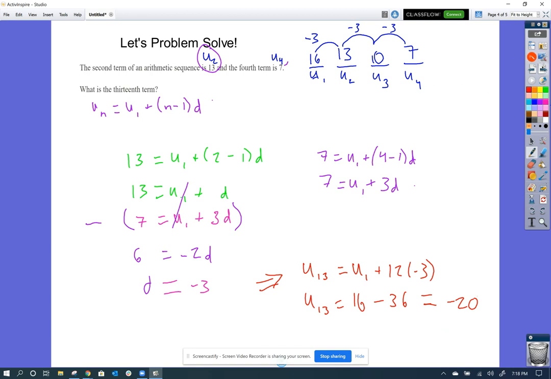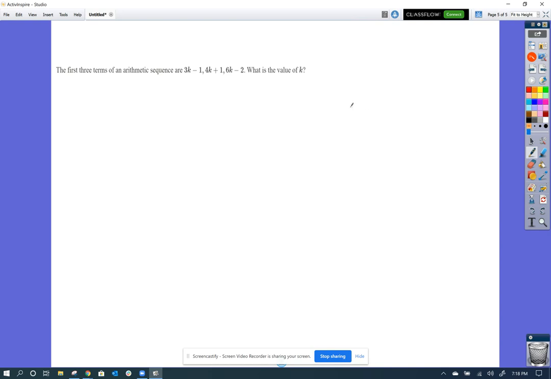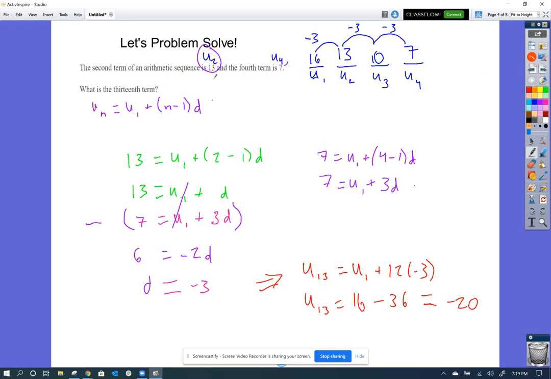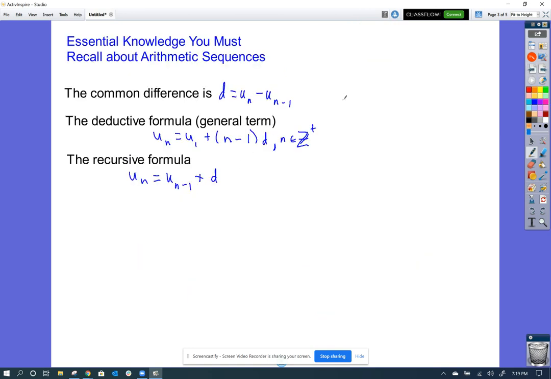Let's look at one final example. We have the first 3 terms of an arithmetic sequence, and we have a u sub 1, 3k minus 1, a u sub 2, 4k plus 1, and a u sub 3, 6k minus 2. And we want to know, what is the value of k? This one, we really can't do in our head just by counting, just like we did in the previous problem. So we maybe do want to rely on some formulas that will help us make sense of this problem.